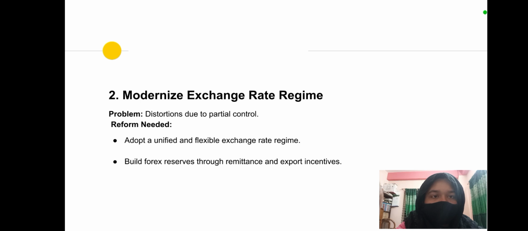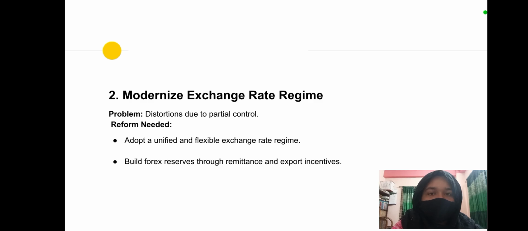Number 2, modernize exchange rate regime. Here the problem is distortions due to partial control, and the reform needed, adopt a unified and flexible exchange rate regime and build forex reserves through remittance and export initiatives.